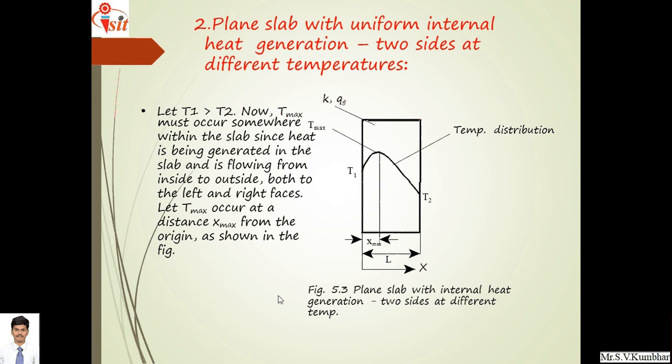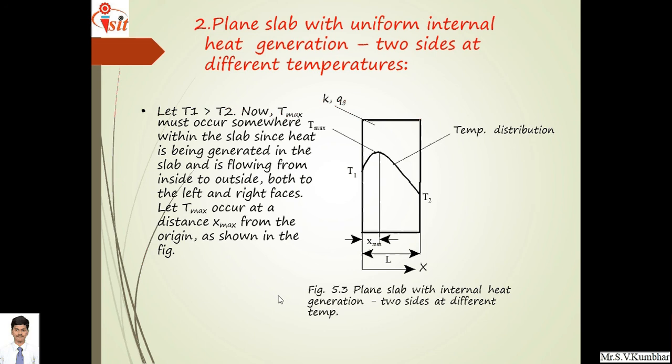In the second part of the derivation, the temperature of the right-hand side and left-hand side of the wall will be different. So the second derivation is a plane slab with uniform internal heat generation when the two sides are at different temperatures. Let T1 be greater than T2, and Tmax must occur somewhere within the slab, since heat is being generated in the slab and is flowing from inside to outside through both the left and right faces.